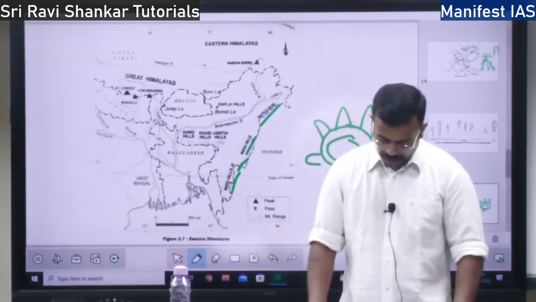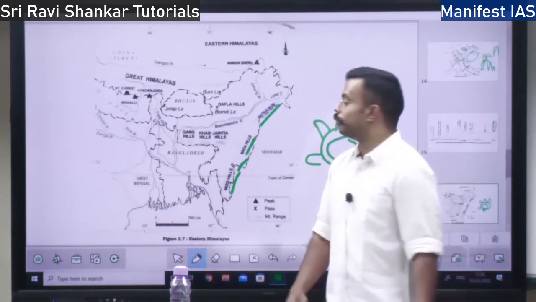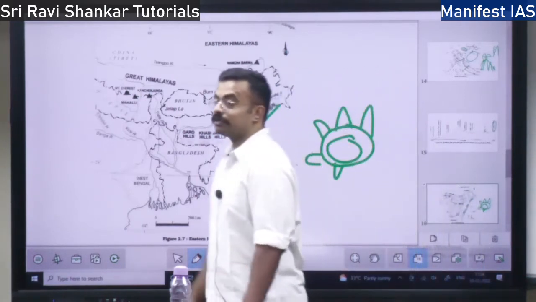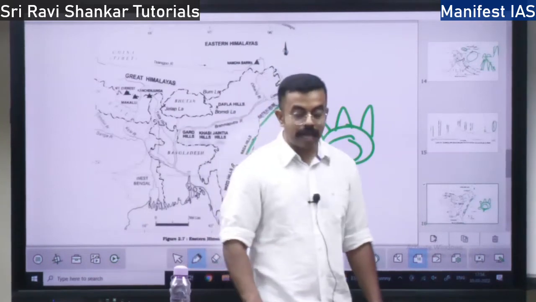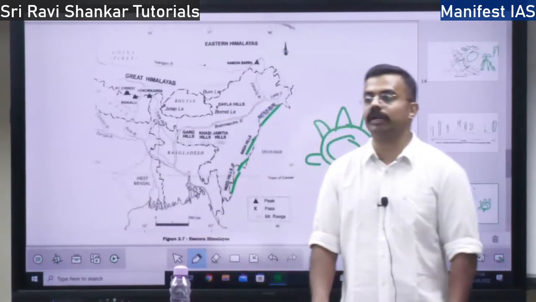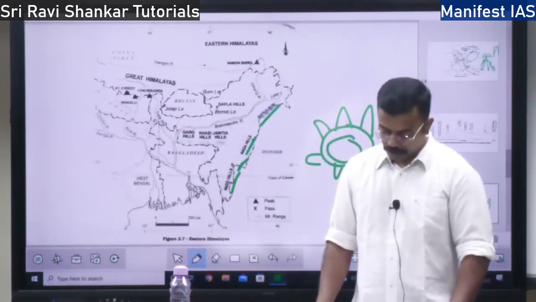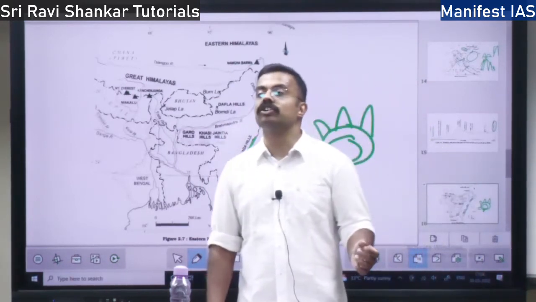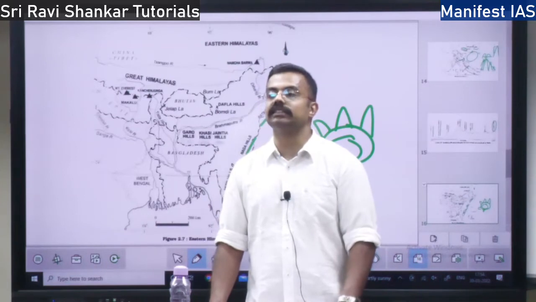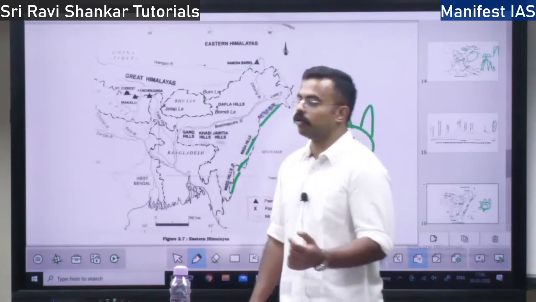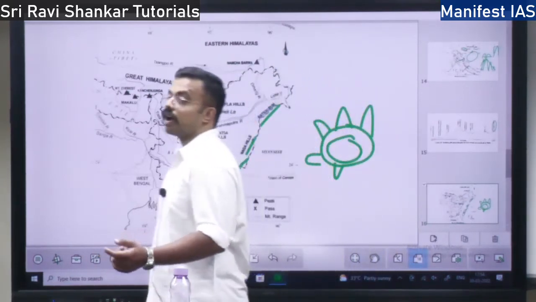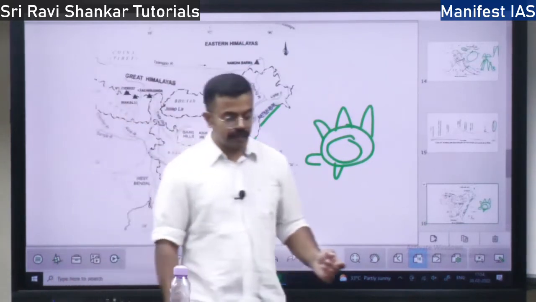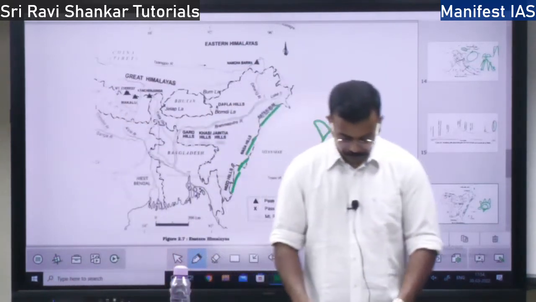So next, in Mizoram, what is Mizoram called as? Mizoram is called the molasses basin. This is very, very important. Mizoram is called the molasses basin. Why? Because there are soft, unconsolidated deposits. Mountain deposits are there, which are soft and not consolidated, right?